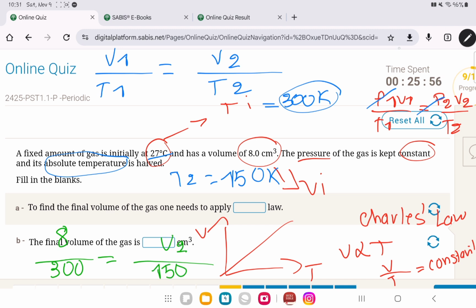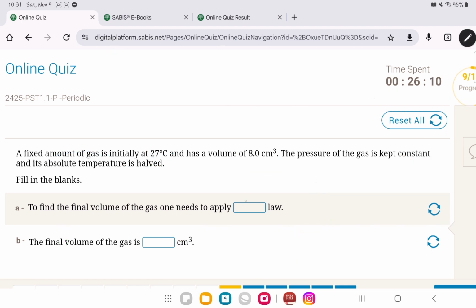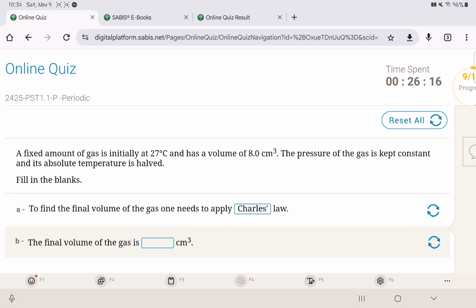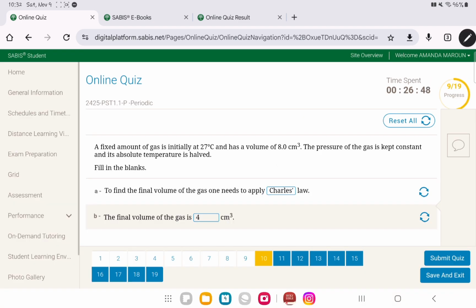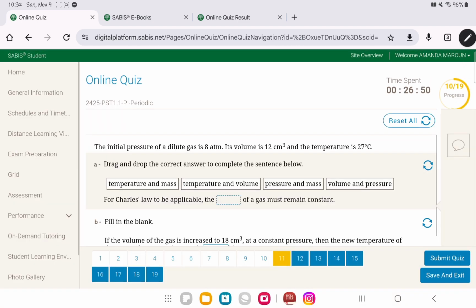So now, very simply, you can do cross multiplication. So 8 times 150 divided by 300, we are going to get 4. So volume 2 is equal to 4. So here we said we're going to apply Charles' law. You spell Charles like this, apostrophe after the S, and here it is 4 centimeter cubed. Okay, now we move on to question number 11.